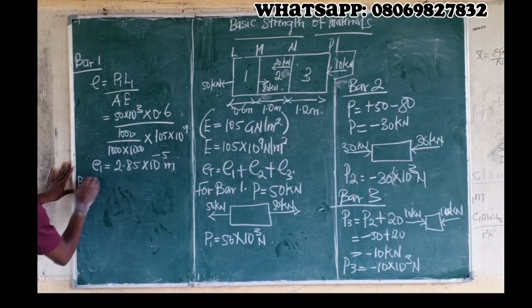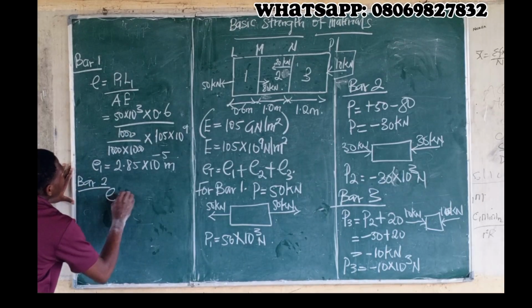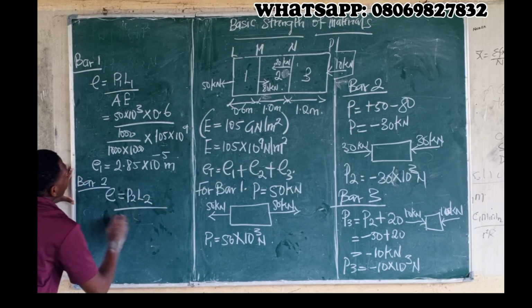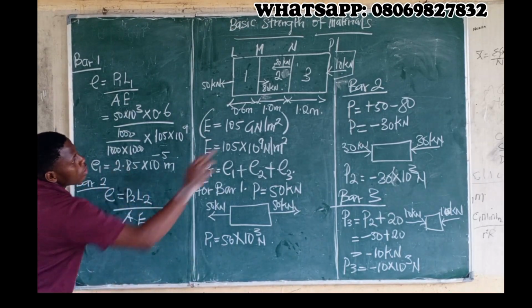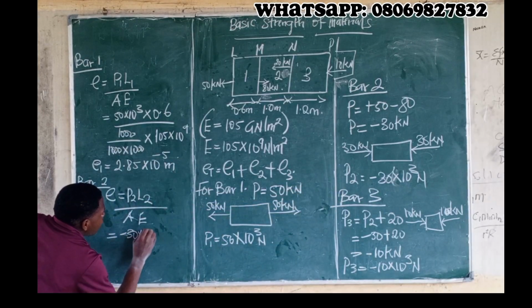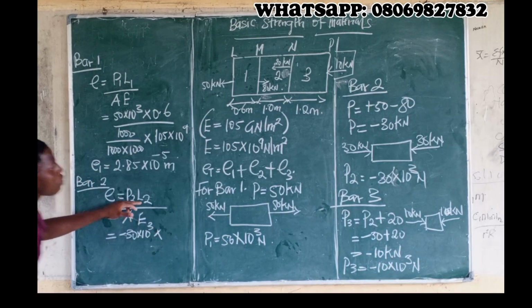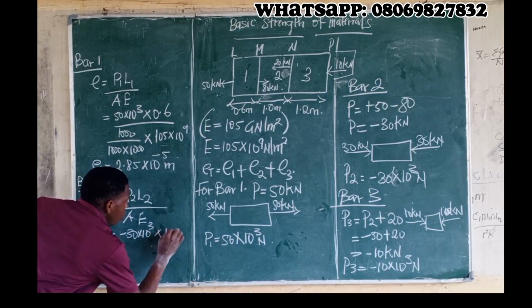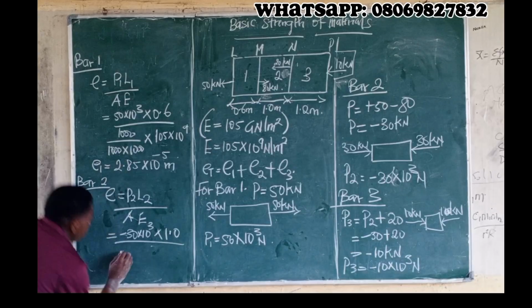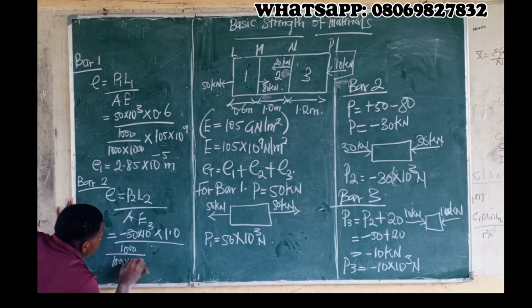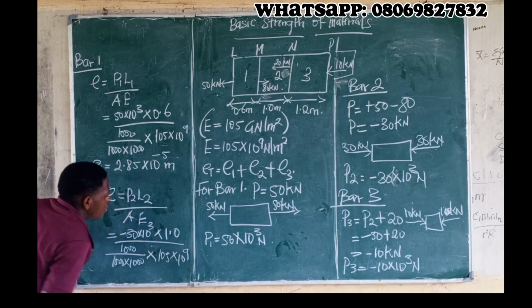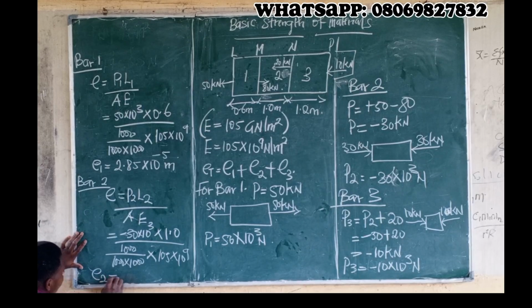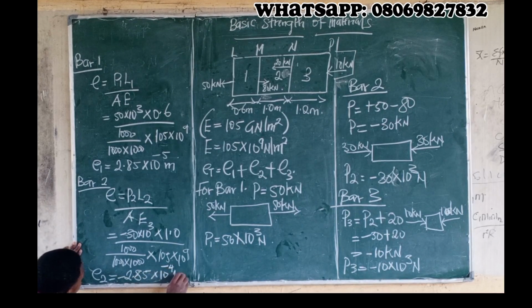So to get bar 2, e is equal to P2 L2 divided by A E. And we know our P2 is minus 30 times 10 raised to the power of 3, multiplied by our L2, which is 1.0, divided by our area, 1000 divided by 1000 multiplied by 1000, multiplied by 105 times 10 raised to the power of 9. So what is our e2? Minus 2.85 times 10 raised to the power of minus 4 meters square.